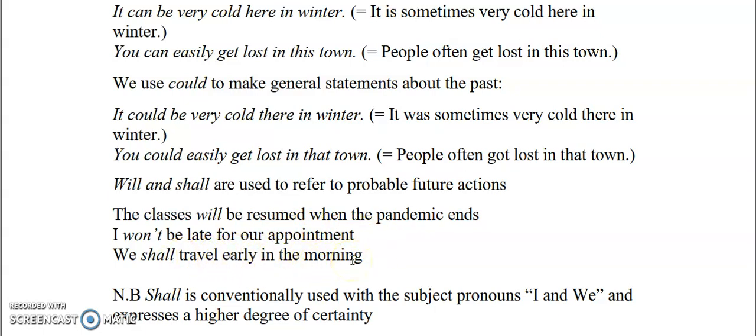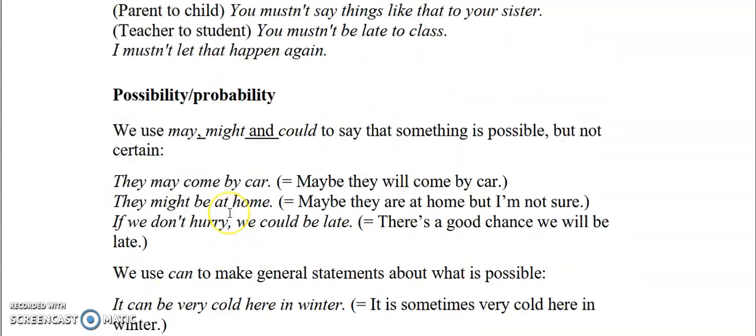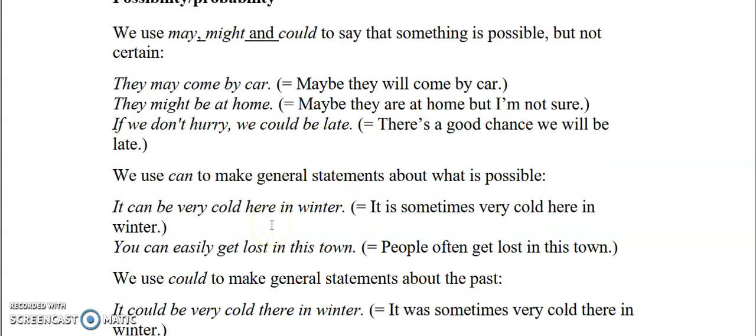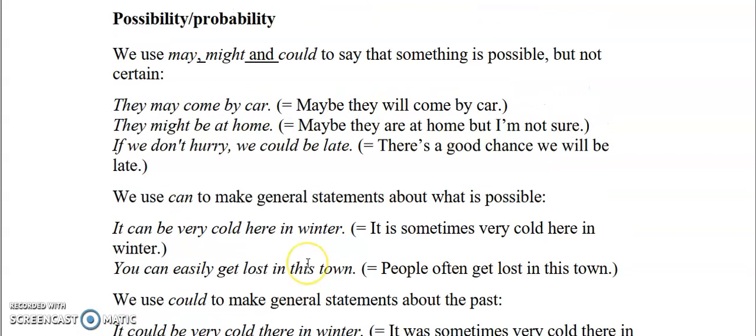So as you can see, these modals relate to the present, to the past, and to the future. If you are speaking about the future, obviously it goes without saying that you're going to use will or shall. If you're talking about the present, you can use can, for instance, and even could. And if you're talking about the past, you have no other option but to use could.